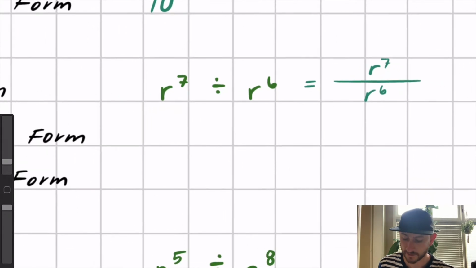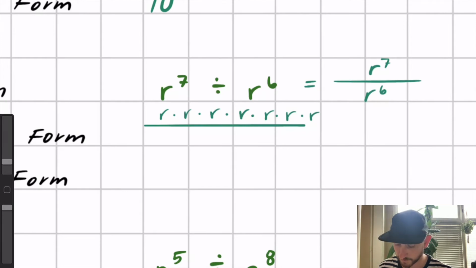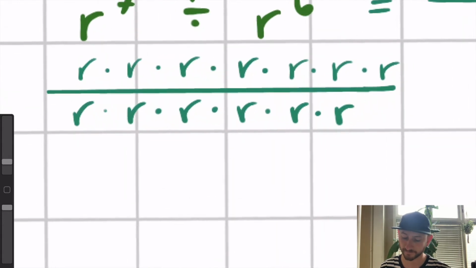If we write this out in expanded form, the numerator of r to the power of 7 will be r times r times r times r times r times r times r. Let's see, 1, 2, 3, 4, 5, 6, 7. Yeah. And on the bottom, we have r to the power of 6. So it'll just be 1 fewer than we had on the top. And there are 6 r's.